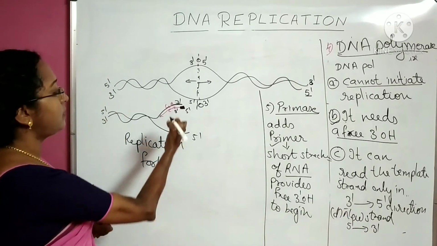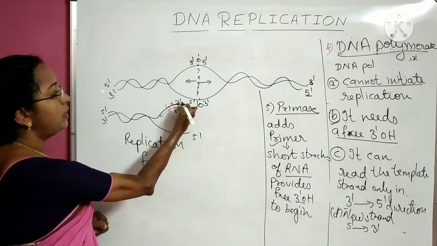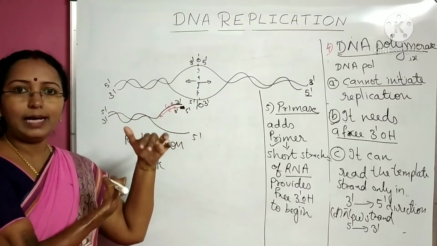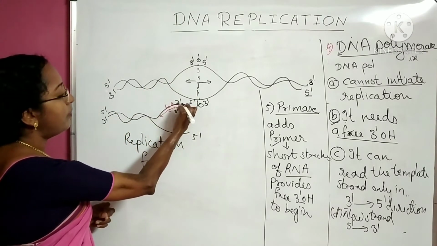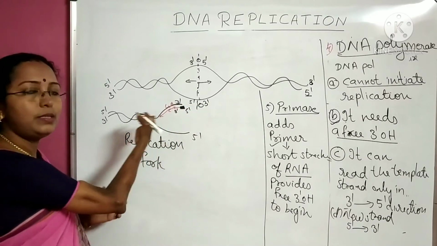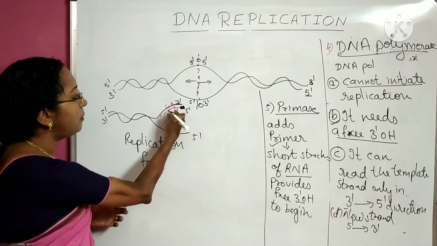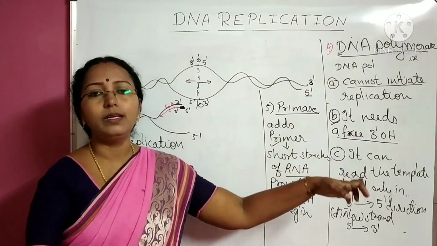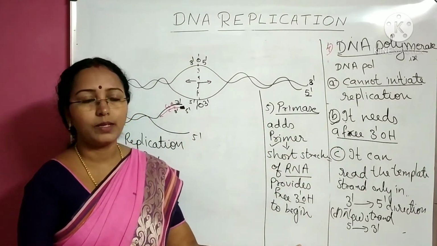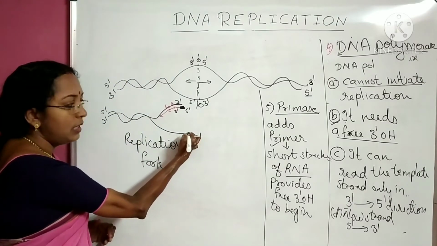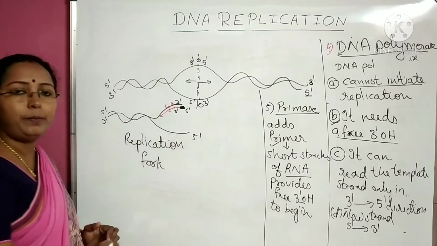Okay, so look at this strand, the strand on the top. Replication, I told you, is always from the wider part to the narrow. So here our DNA polymerase can read from 3' to 5'. It can read, and so it can keep on adding. As it is reading, it will keep on adding the complementary bases. There is no problem. But the DNA polymerase which is here is not able to read from 5'.